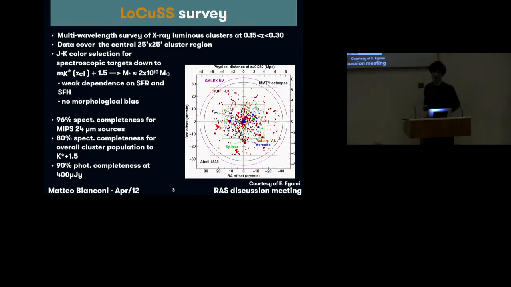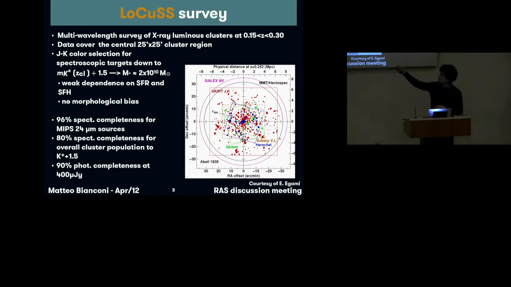We see here an example for Abell 1835. We see the cluster core, and we see that the footprints of the different instruments sample well outside of the virial radius of the cluster. And so we're really sampling the first instances of accretion of objects into the cluster potential, so really sampling if there is anything happening to them as they are accreted onto the cluster.